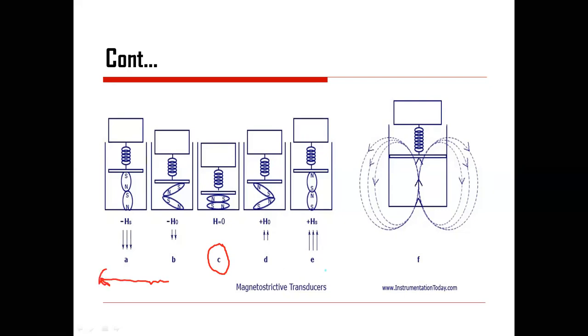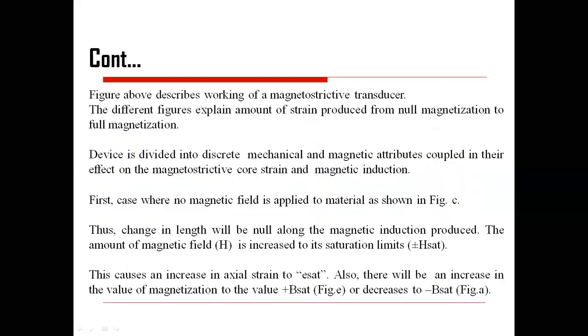Now I will explain the theoretical aspect that has been elaborated for your reference. So the description has been provided over here. The amount of strain produced from the null, figure C was the null magnetization. From null magnetization to null magnetization means no output, neither mechanical nor magnetizing field. It is in the null condition, zero output I will consider. So H is equal to 0, magnetic flux is equal to 0.